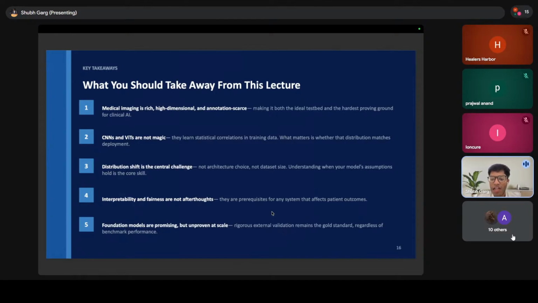is a core engineering skill of clinical AI. Fourth, interpretability and fairness are prerequisites, not afterthoughts. Any system that affects patient outcomes must be auditable, calibrated, and validated across demographic groups. There is no shortcut here.